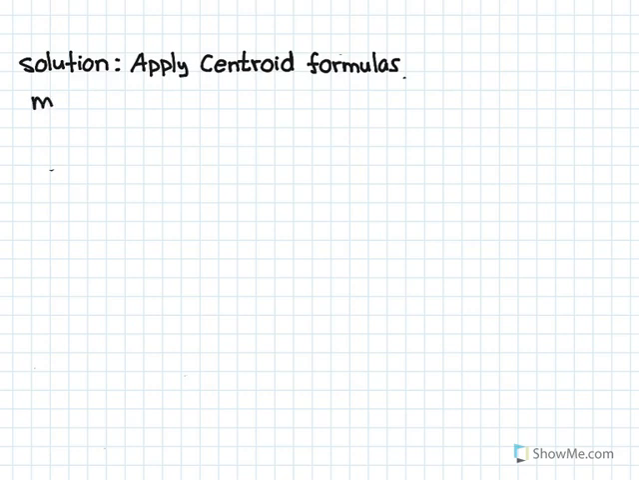Mass is equal to density times area, integral a to b, f of x dx. So the density is 2 times integral 0 to 1. These are the x limits of integration. e to the x, that's our function, dx.